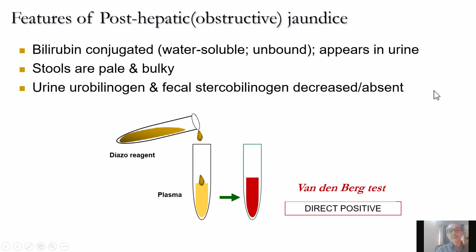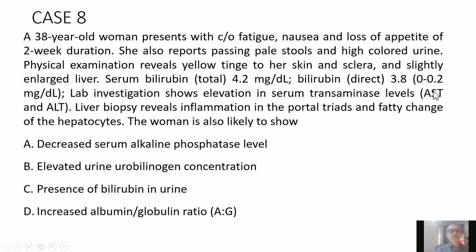It's not shown here. Case 8 is another case of jaundice. Pale stool, high colored urine, loss of weight, fatigue, in a fairly young woman. Icterus, enlarged liver. Oh, here there is an enlarged liver, in addition to jaundice and pale stools. Bilirubin is 4.2 milligram, direct bilirubin 3.8, so mainly direct.